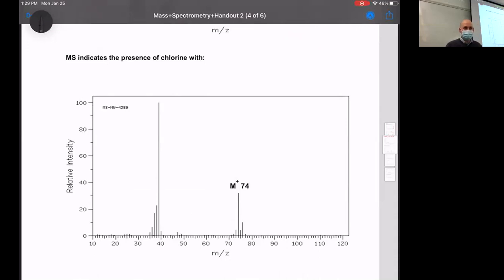By the way, we're not talking about the fragments. There are going to be odd and even fragments. We're talking specifically about the molecular ion.